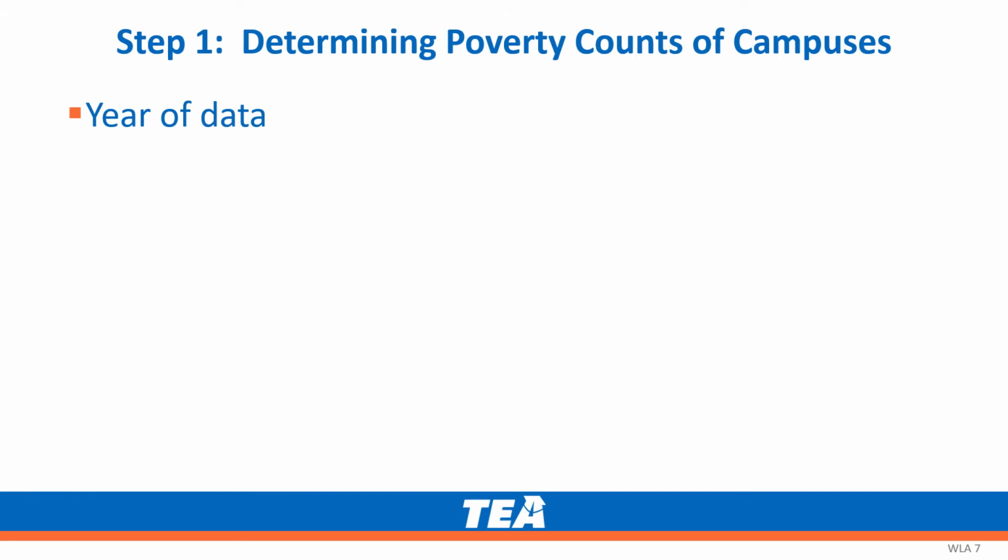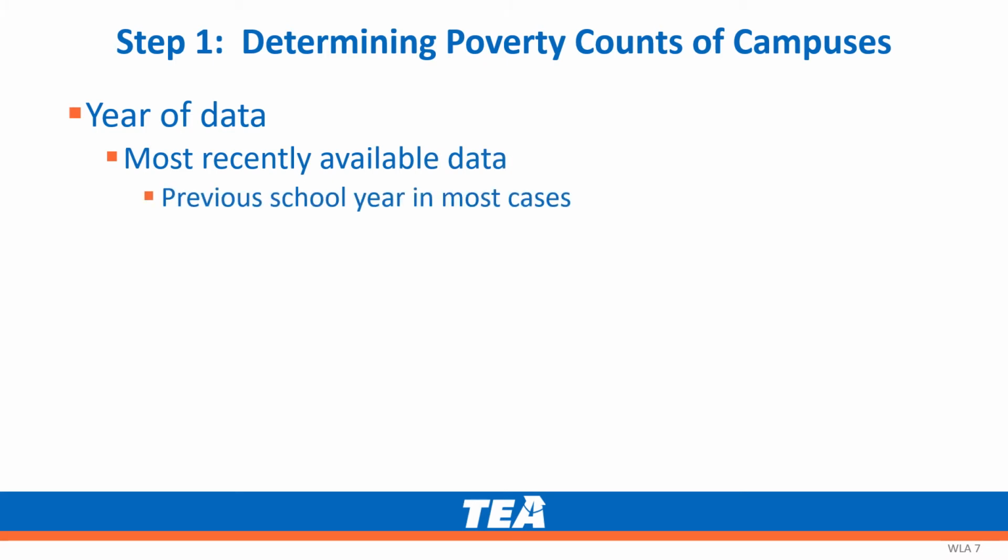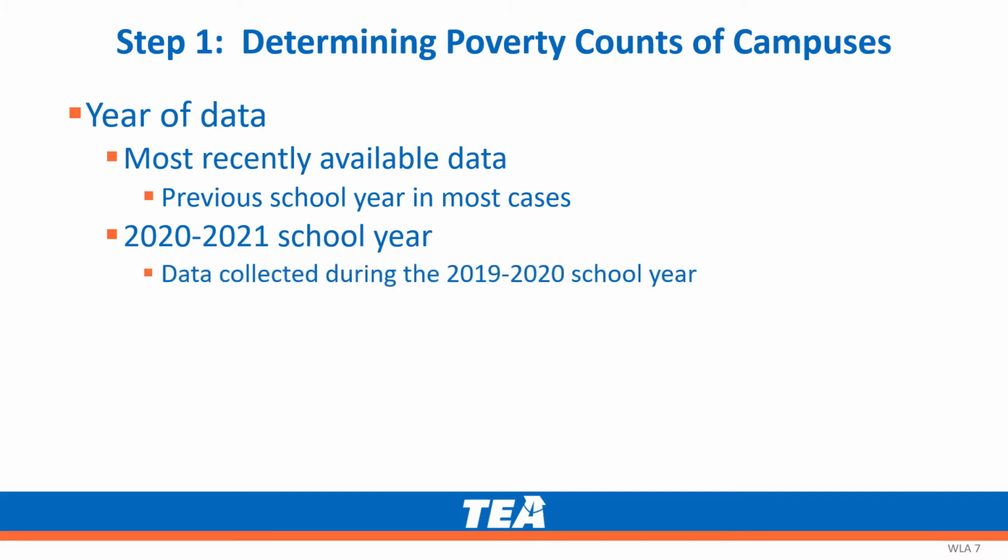For the year of data used to determine poverty counts of public schools, an LEA uses the most recently available data, which will be from the previous school year in most cases. For example, with respect to the Title I school allocations for the 2020-2021 school year, an LEA that uses free and reduced price lunch data will generally use data collected during the 2019-2020 school year.